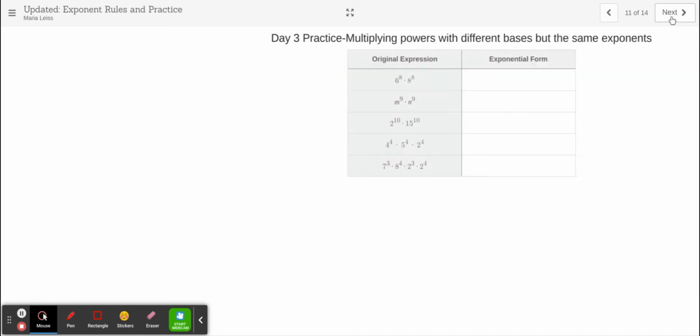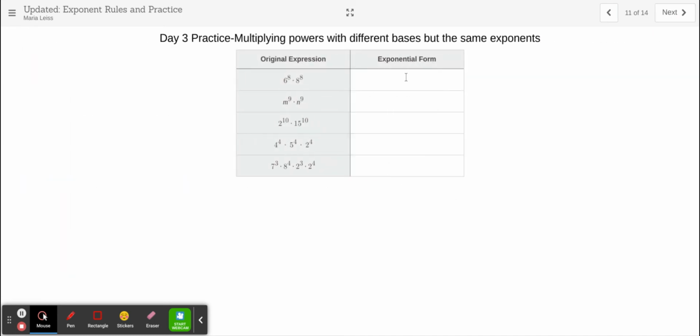So here's what happens when we do some practice problems. On this one, different bases, same exponent. So the rule says multiply the bases, 6 times 8. Keep the exponent the same. Because I know I can do 6 times 8, I'm actually going to do that. 6 times 8 is 48 to the 8th power. That's it. You'll do the same thing for these.